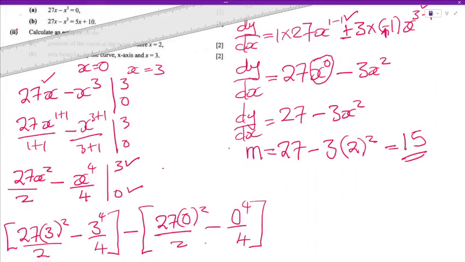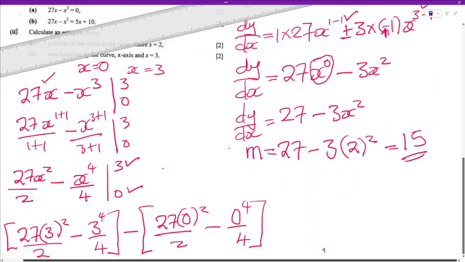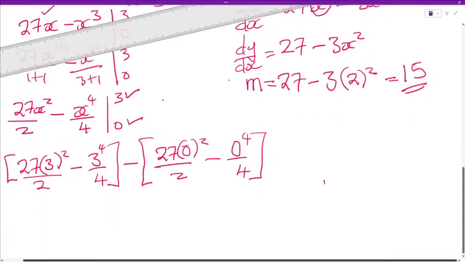So here, because we have a 0 in the right bracket, it simply means that 0 will cancel everything.